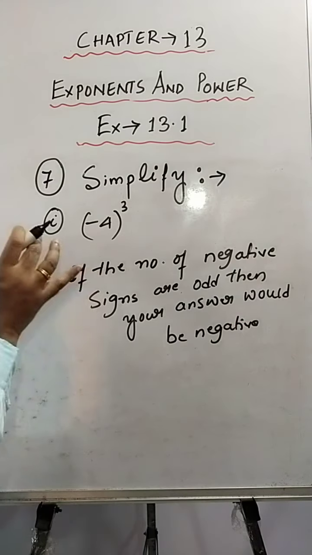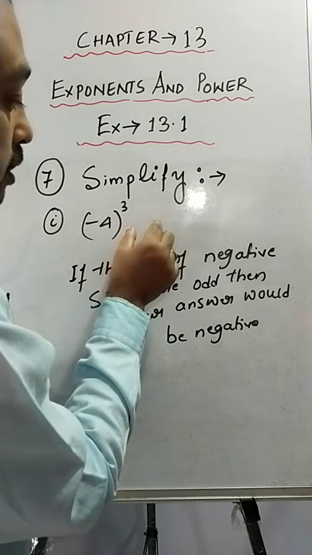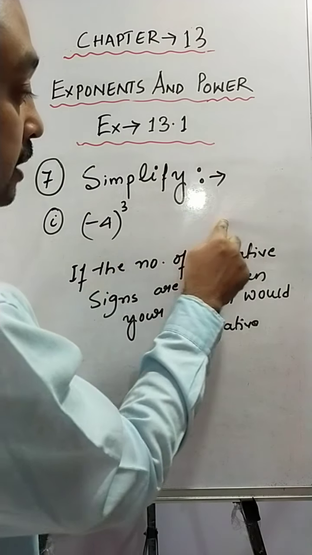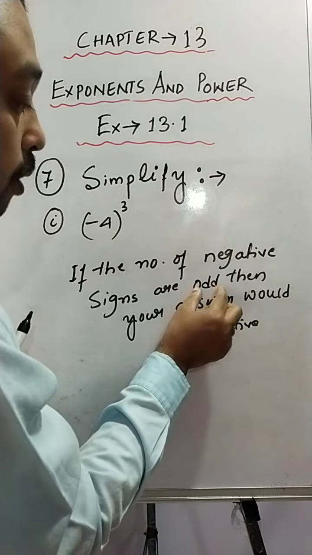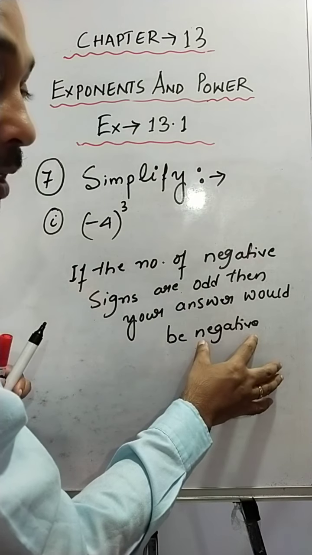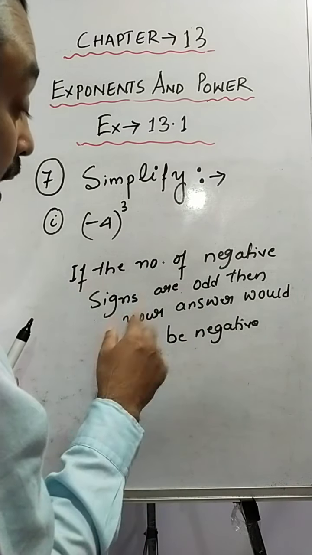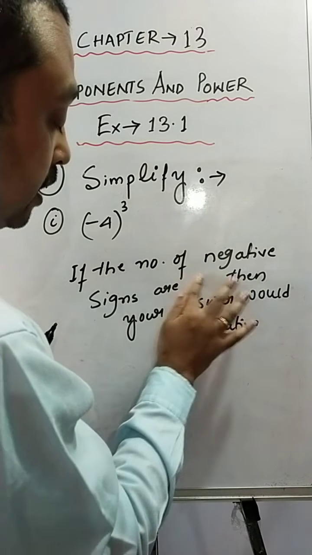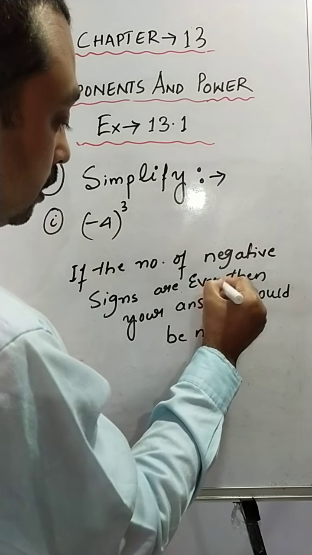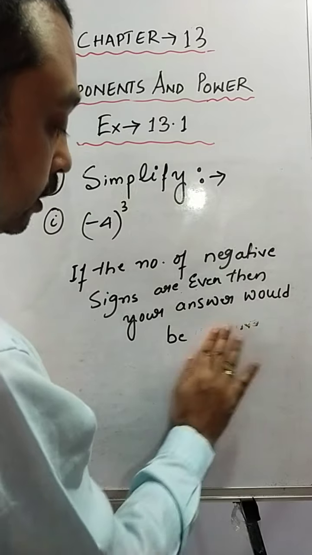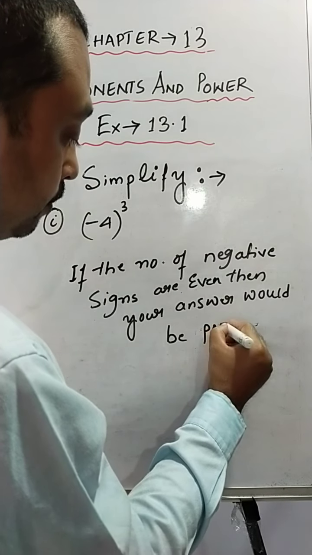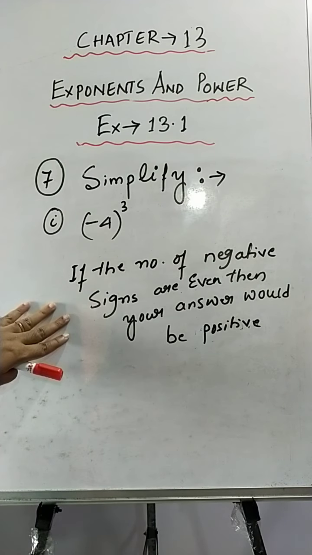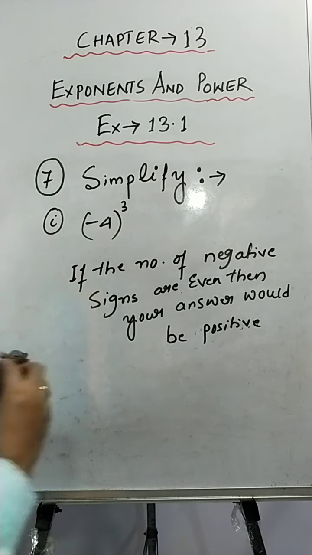Understood? When you expand anything and multiply numbers, before that you have to count how many minus signs there are. If the number of minus signs is odd, then your answer will always be negative. But if the number of negative signs is even, then your answer will always be positive. This is a very important thing to remember. Now let's start sum number 1.